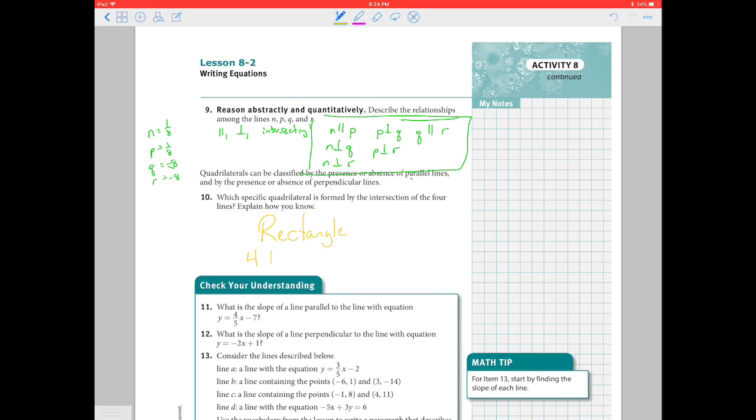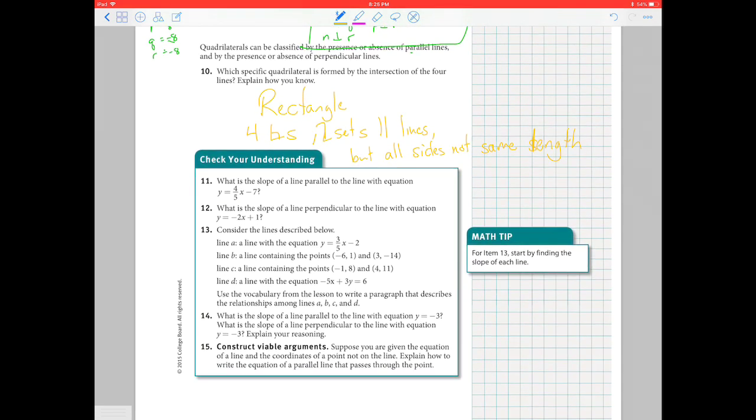because we have four right angles, two sets of parallel lines, but all sides are not the same length, which for the square it has to be. So we know this is definitely not a square, but rectangles are the other shape that has right angles at it. All right. Part of your work tomorrow would be doing 3 through 5. So try 11 and 12 right now, and I'll tell you the answer in the video just in a second.